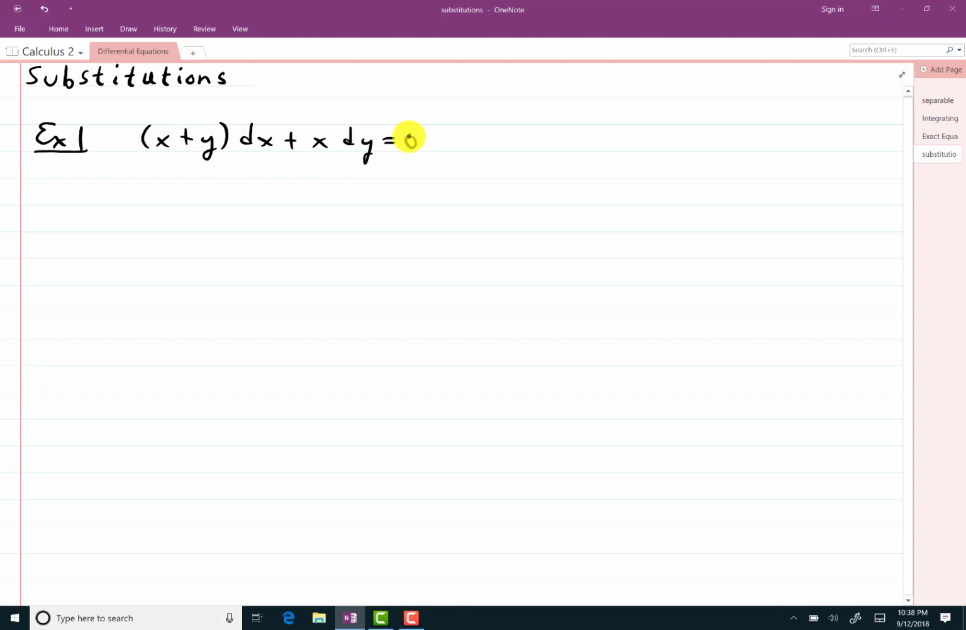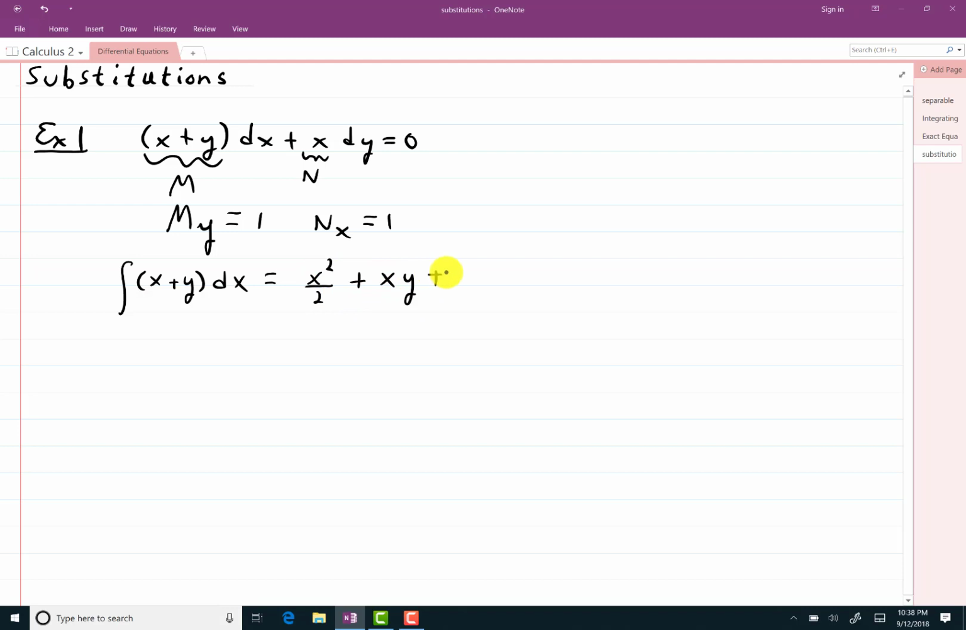However, if you call this piece M and this piece N, then if I do M sub y, I'm going to get 1. And if I do N sub x, I'm going to get 1. So it's an exact equation. That means to get my answer, I can simply integrate. And if I do the (x + y) dx part of it, I'll get x squared over 2 plus xy plus a constant that is a function of y.